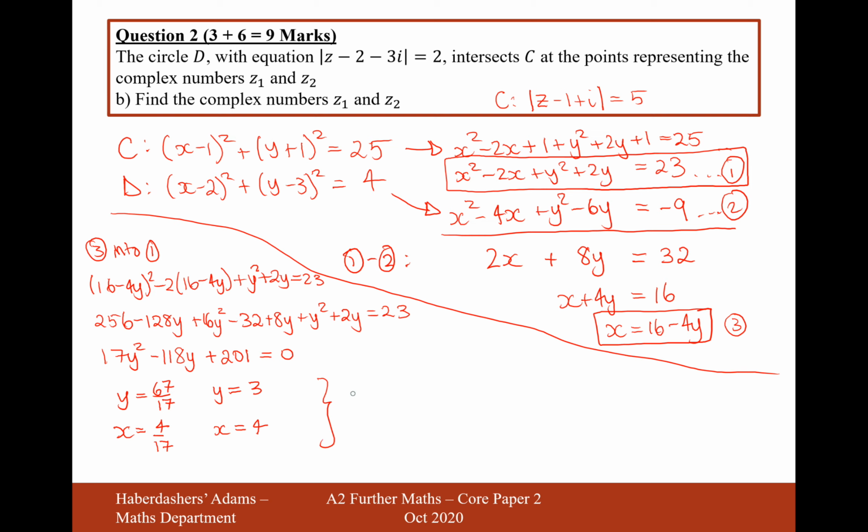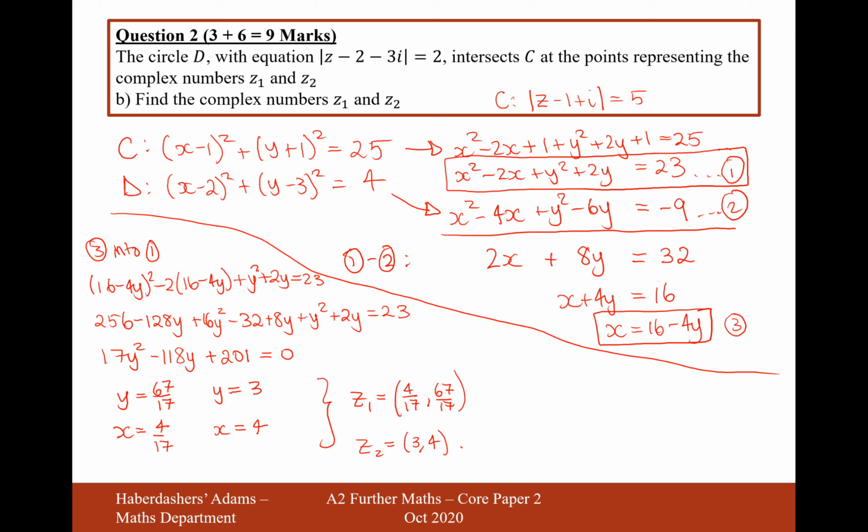So the coordinates of the intersection are z1 equals 4 over 17 plus 67 over 17 i, and z2 is 4 + 3i. So there we are, that's the answer for this question here.